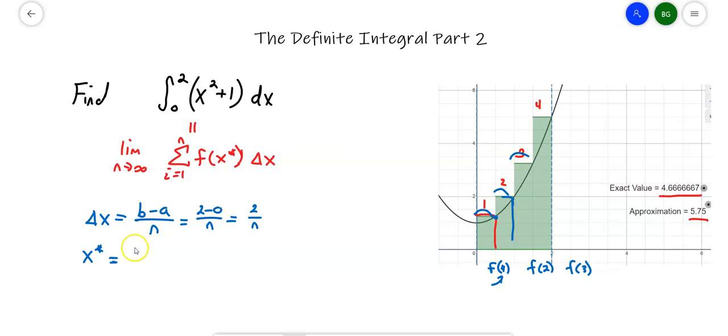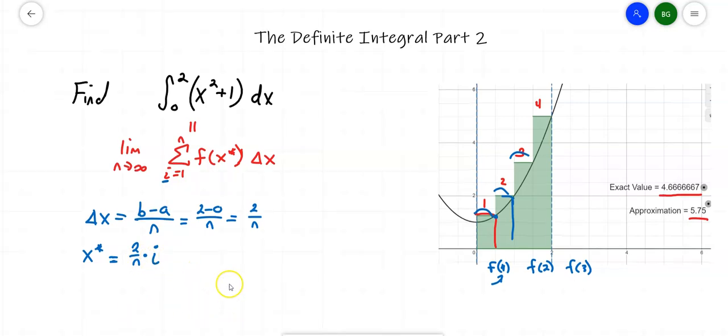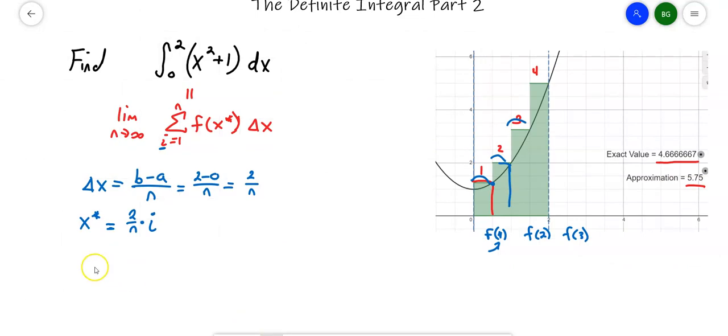So I could represent this as the width of a rectangle times whichever rectangle I'm currently on. And remember, in our definition, we use i to represent that, our indexing variable. So x star is going to look like that. Let's plug all that in. We're going to take the limit as n goes towards infinity of the summation i equals 1 to n of f of 2i over n times 2 over n.